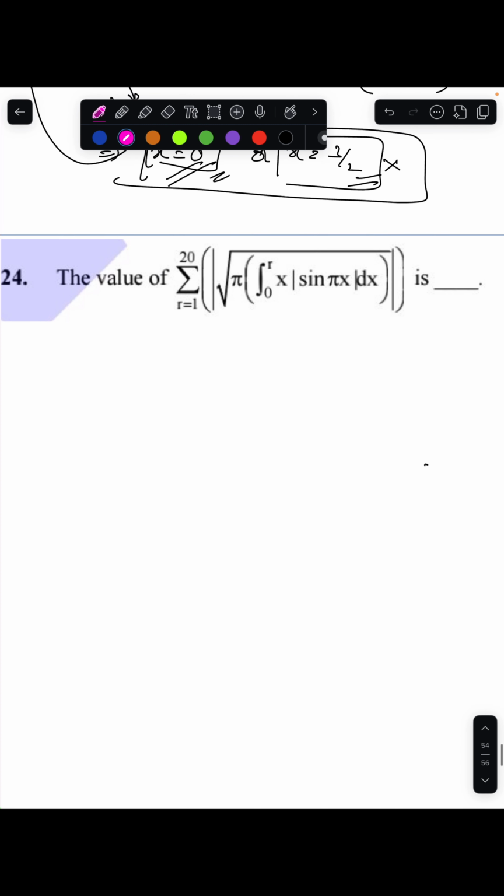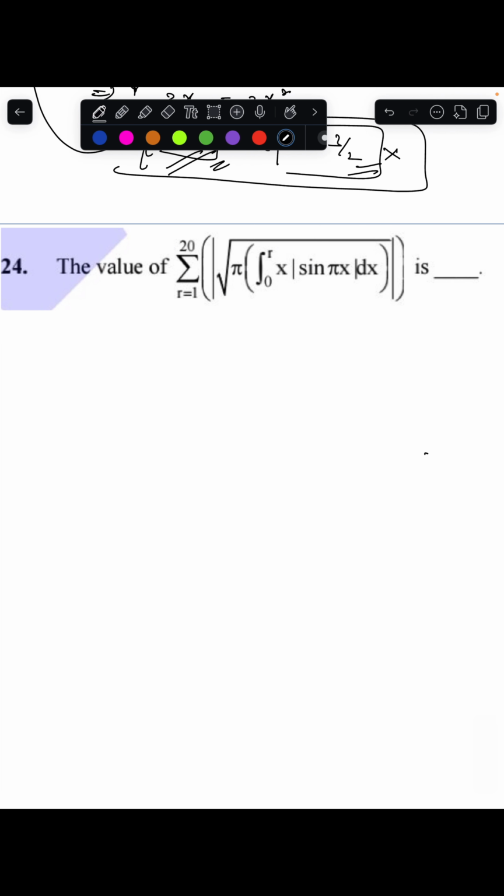Next, let's move to the next question. Now the question is like this. It is given that sigma r running from 1 to 20 of the box of modulus of square root of pi times the integral from 0 to r of x into mod of sine of pi x dx, right? So here in this question it is a simple definite integration, but you can see a square root is given, and modulus is also given. Okay, so by seeing the square root and modulus, you don't need to bother.